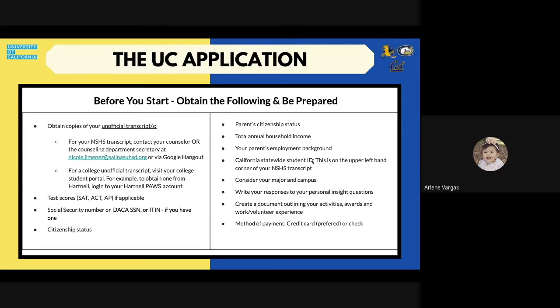Write your responses to your personal insight questions, and then it'd be great if you could also create a document that outlines some of the activities and awards and volunteer or work experience that you've done. And then it's important for you to be ready with your method of payment, which is either credit card or check, just in case you don't qualify for the fee waiver.